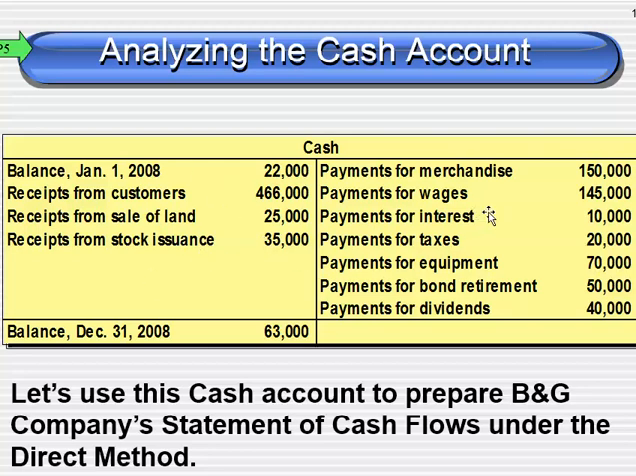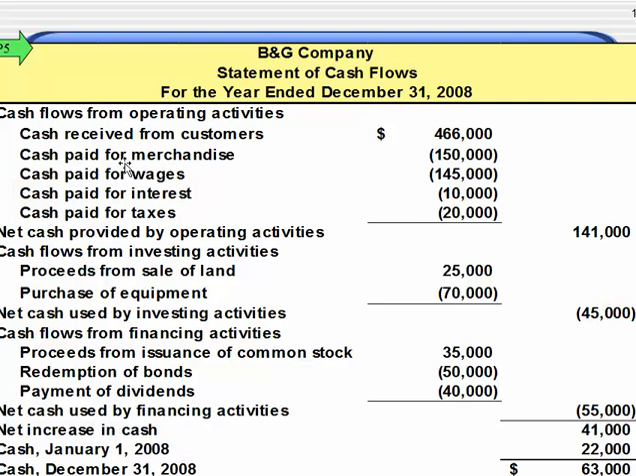So we've got operating, investing, and financing under the receipt side. Let's look at the payment side. So the payments for merchandise, wages, interest, and taxes are all going to be operating activities. We need to do all of those in order to operate our business. Payments for equipment will fall under the investing section. And finally, the financing section will include payments for bond retirement and payments for dividends. So then we can just go ahead and take that information and plug it into our statement of cash flows.